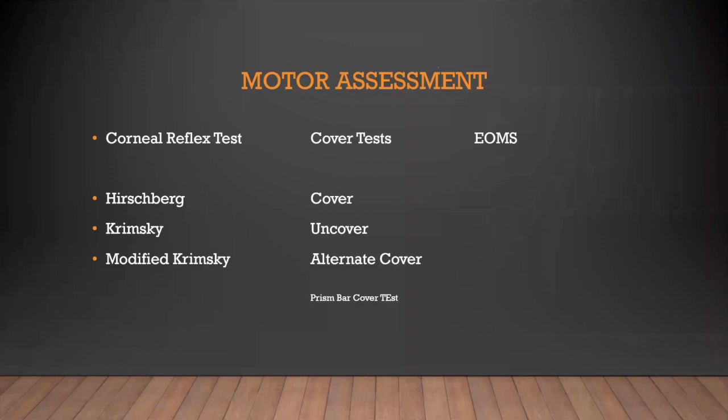Then we start with the corneal reflex test. So first we're going to do the corneal reflex test, then we do the cover tests, and then we do the assessment of the extraocular movements. There are two types of corneal reflex test. One is Hirschberg's corneal reflex test, which is to assess grossly how much is the squint. Then we come to measuring the amount of squint using Krimsky's and modified Krimsky's method, which is also utilizing the principle of a corneal reflex test.